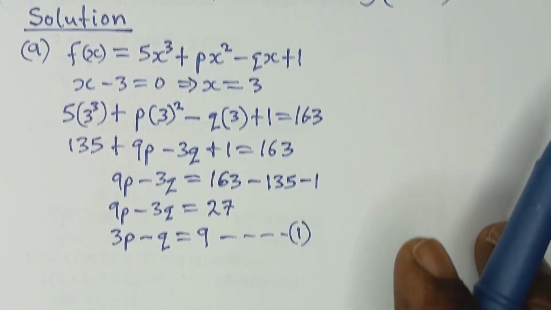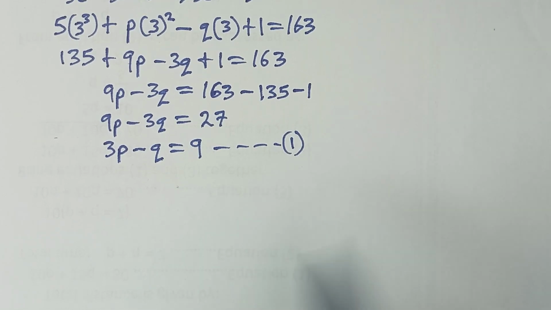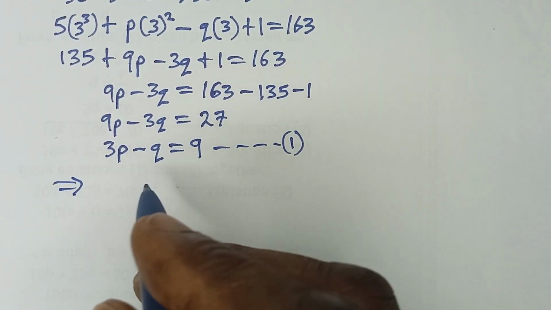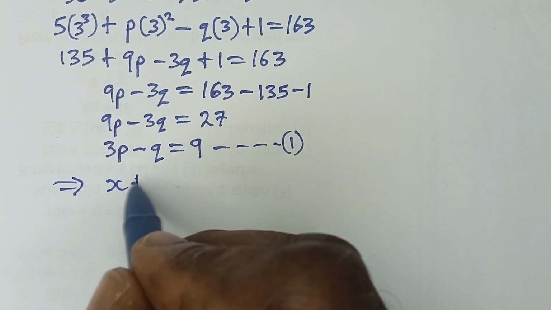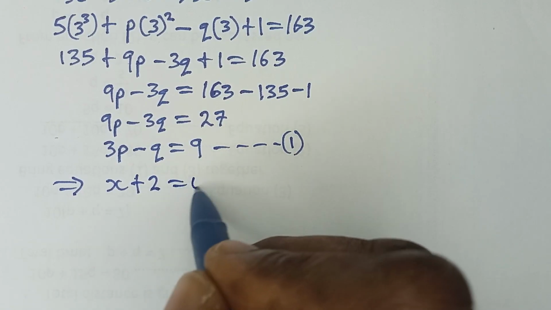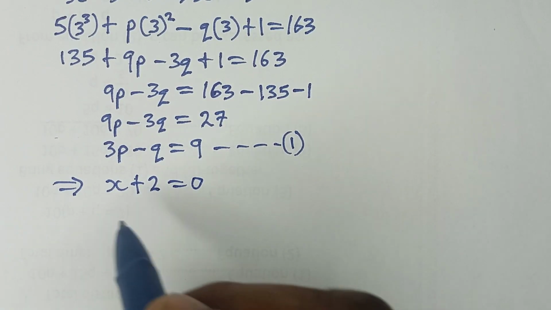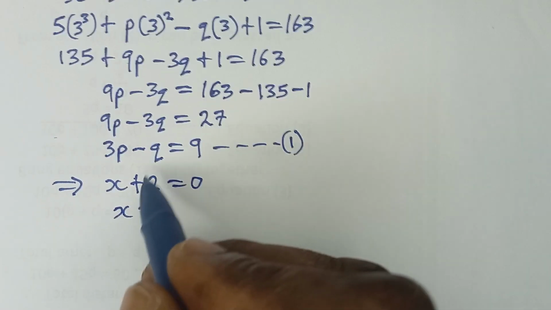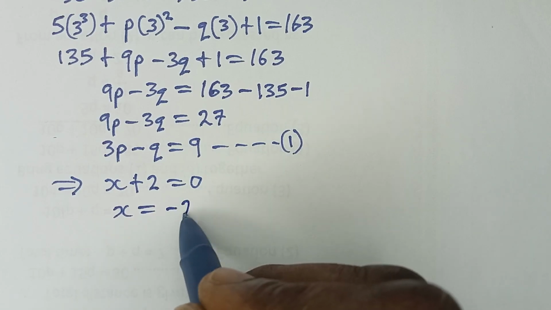So let us bring down that value first. So I have it as x plus 2. Don't forget, this is the second term used in the division, and we equate it to 0, and that will give us x is equal to, when this positive 2 goes to that side, it becomes negative 2.